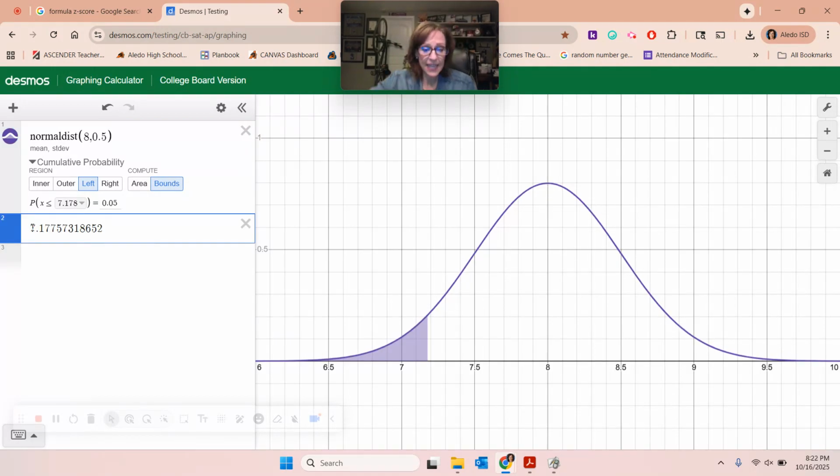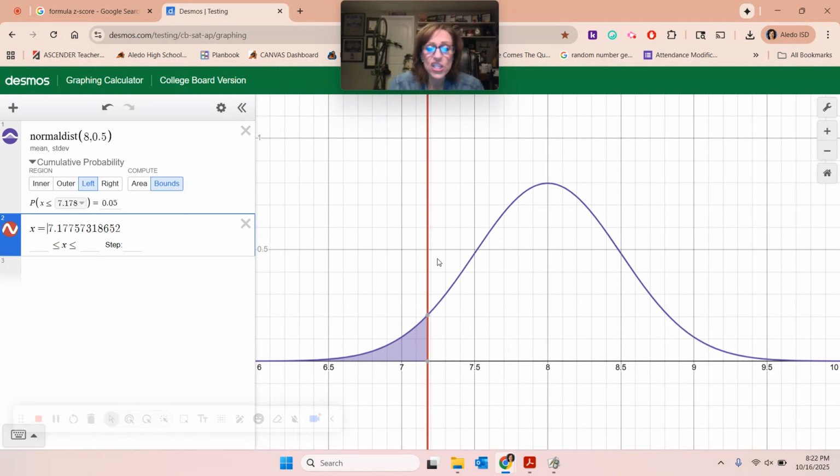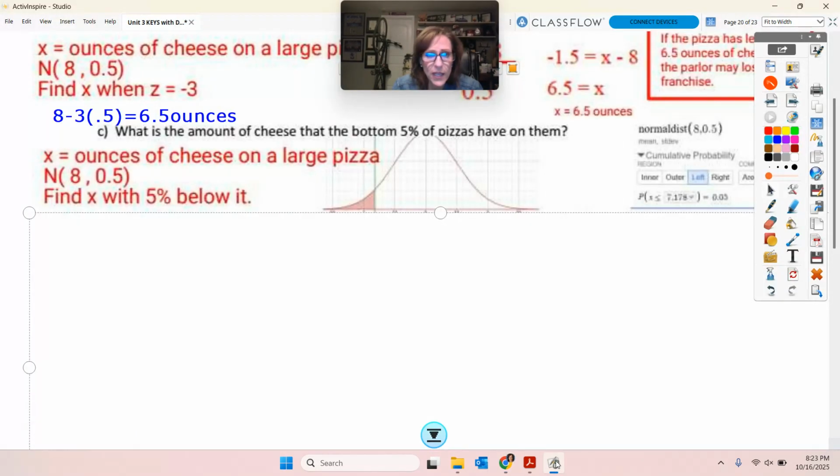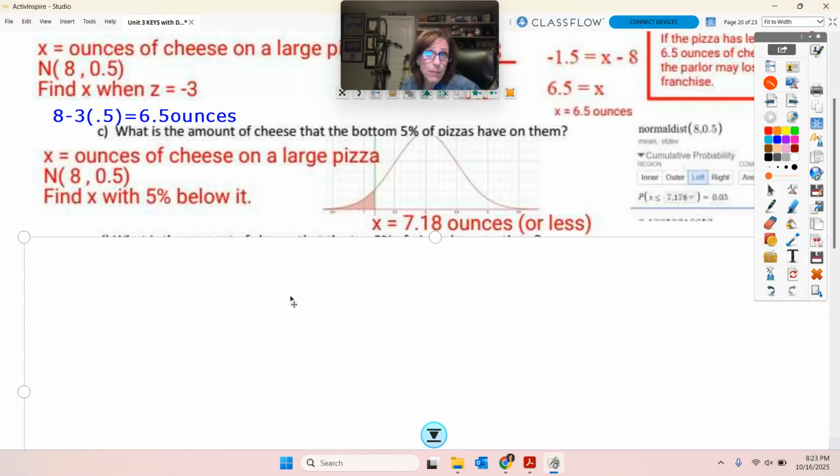This is x, okay? So that's telling me the ounces of cheese you can have on this pizza, so that if you have that much or less, you are in the bottom 5%, okay? So round that, 7.18. 7.18 is what that should round to. Or less, you would be in that bottom 5%.